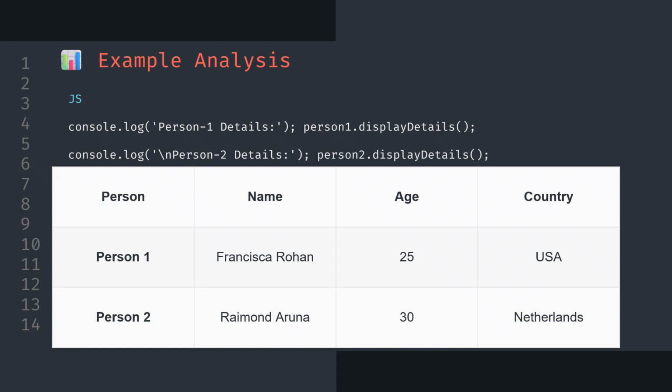Here's the actual output in the console when you run the code. Each instance holds its own data, and the method prints it clearly. This is a clean way to organize and reuse your code. Now, let's look at where this approach can be applied.